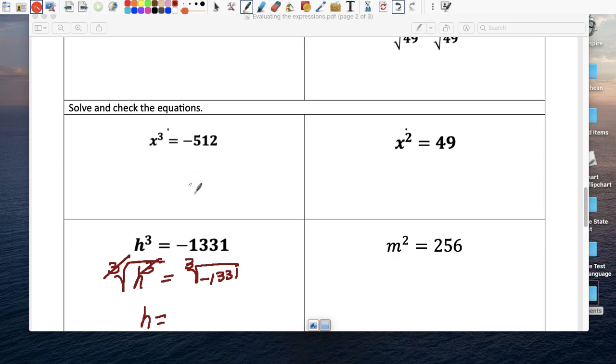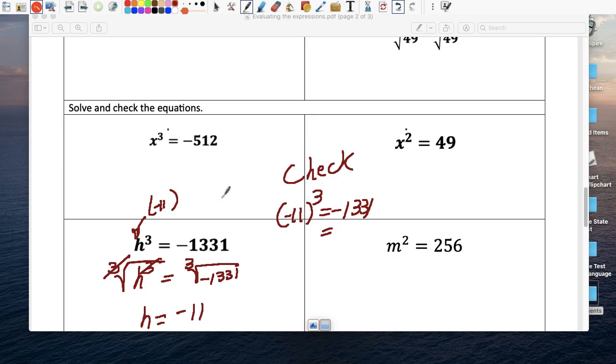And that is just 11, so negative 11. Do your check. Is negative 11 to the third power equal to negative 1,331, right? I'm replacing the h over here with negative 11. So in your calculator, just do negative 11 times negative 11 times negative 11, and you'll see that it is indeed correct. Right? Very simple equations.